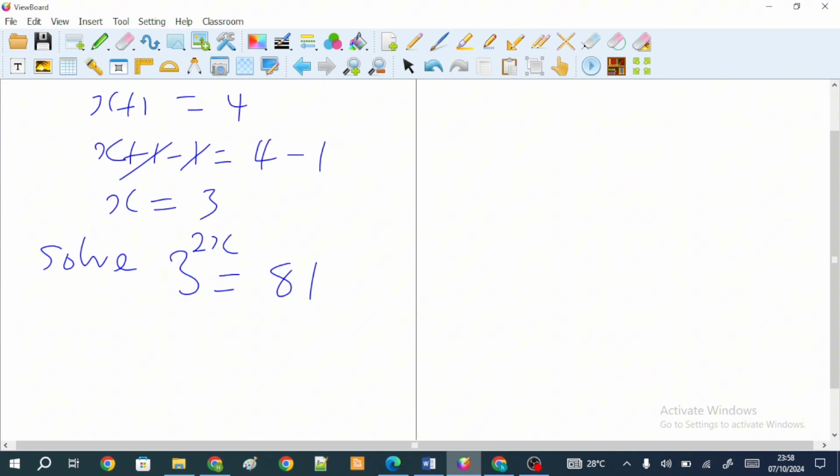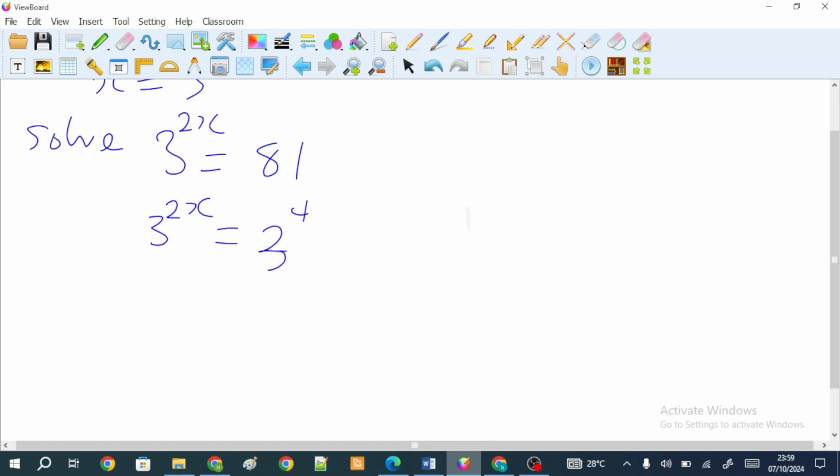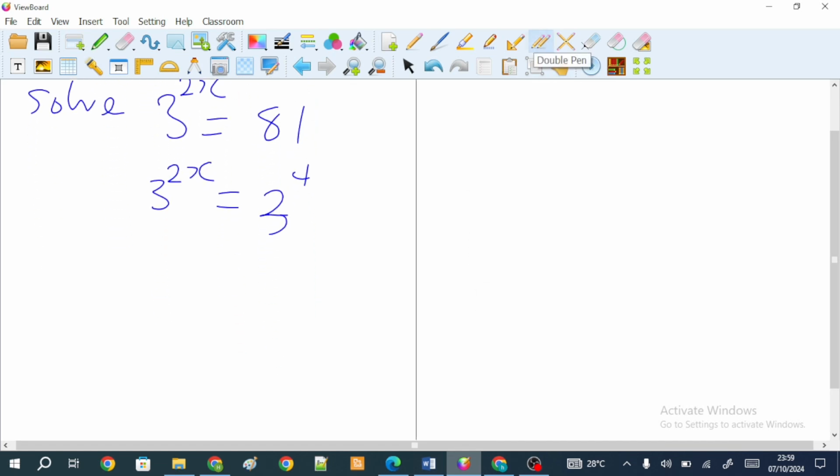3 raised to the power what number will give us 81? 3 raised to the power 2 is 9. 3 raised to the power 3 is 27. 3 raised to the power 4 is 81. So 81 is 3 raised to the power 4. Here we're going to have 3 raised to the power 2x on the left hand side, and instead of 81 now, we're going to write 3 raised to the power 4. Now you can see that the base on the left hand side is the same as the base on the right hand side.